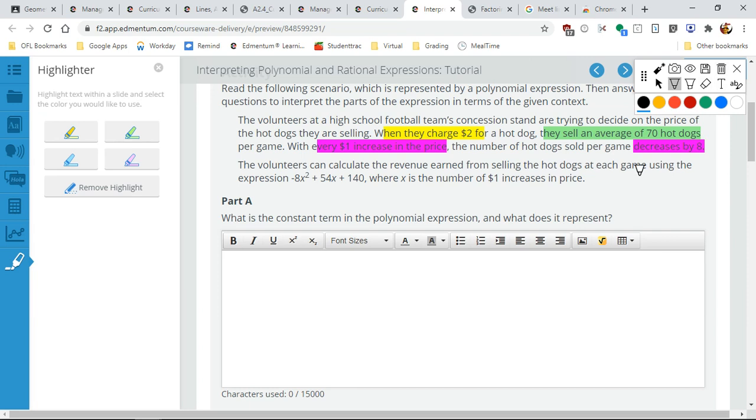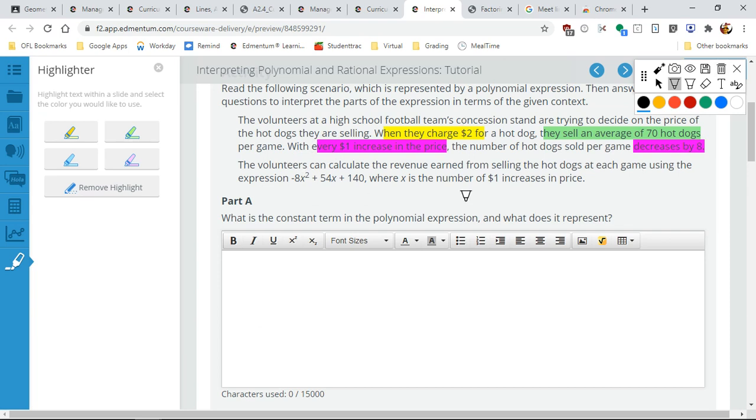And that's going to give us our average, right? But this is saying every time, every time. So in other words, if we take the price of our hot dog and we take away X, the number of hot dogs we sell decreases by 8.